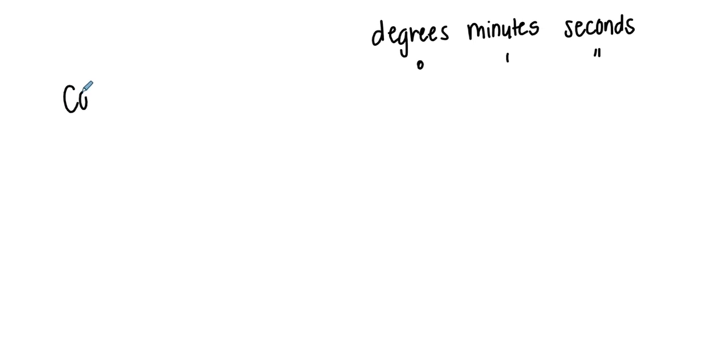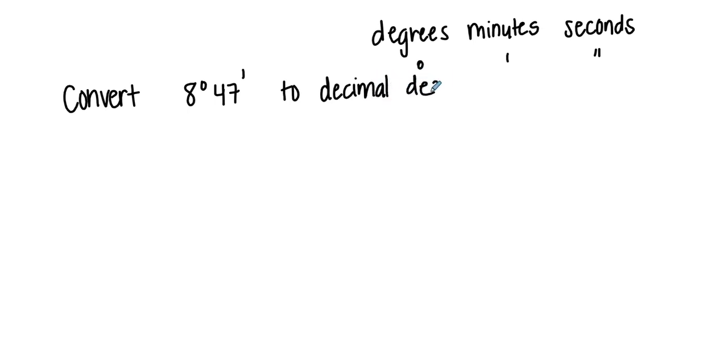So we want to convert 8 degrees, 47 minutes to decimal degrees. So that's what we're going to do. We're going to convert degrees, minutes, seconds. So we will call this DMS for degrees, minutes, seconds. In this case, the number of seconds is 0.